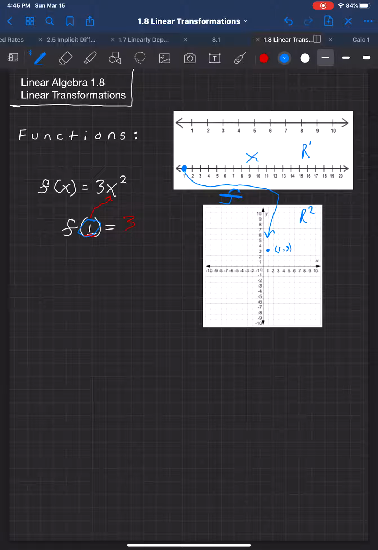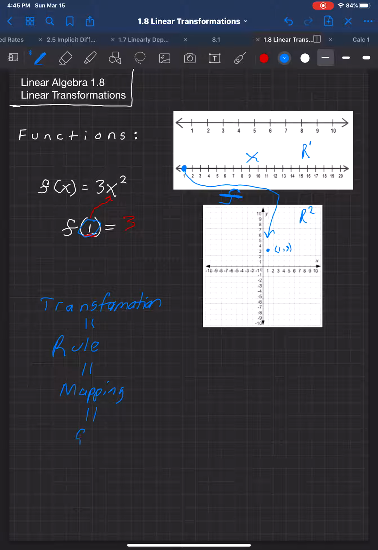Now, I'm going to use a couple different words for transformation. I'm going to use the word transformation, or rule, or mapping, or function. Now, I'm not saying that these are synonyms, but I am saying that in many respects they are interchangeable.